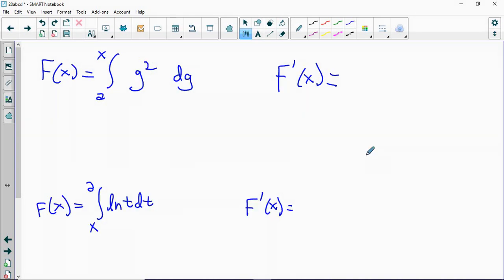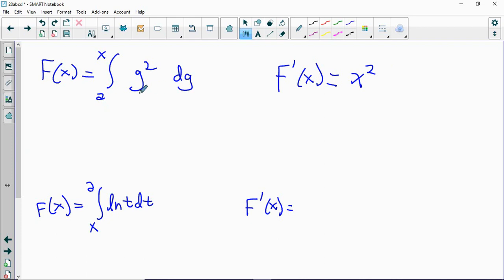Okay, let's just do a couple of these. In my first one, I've got big F is equal to the integral from a to x of g squared dg. My shortcut says that my answer for big F prime should just be the function evaluated at x, so it should just be x squared. We can do it the long way though.